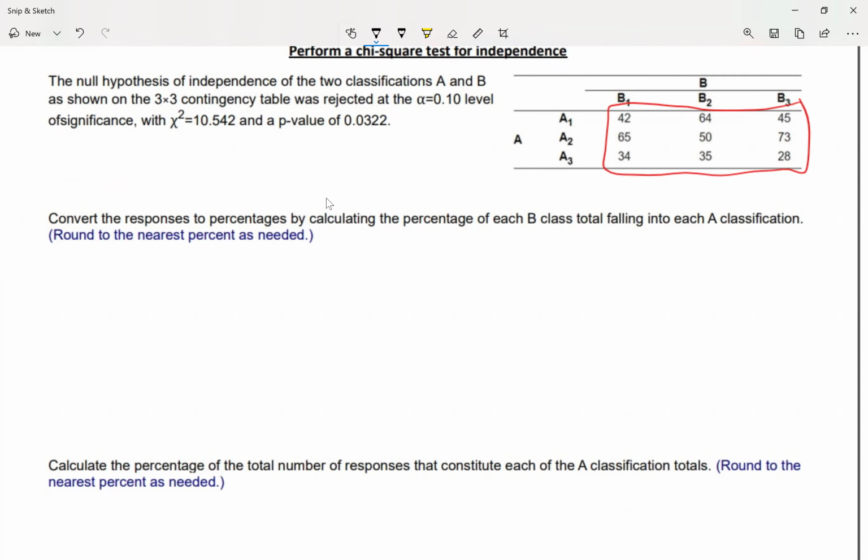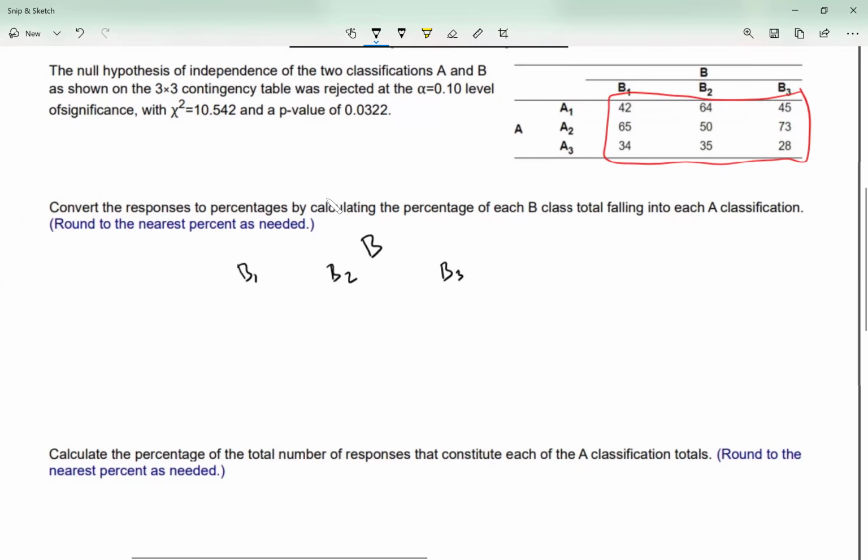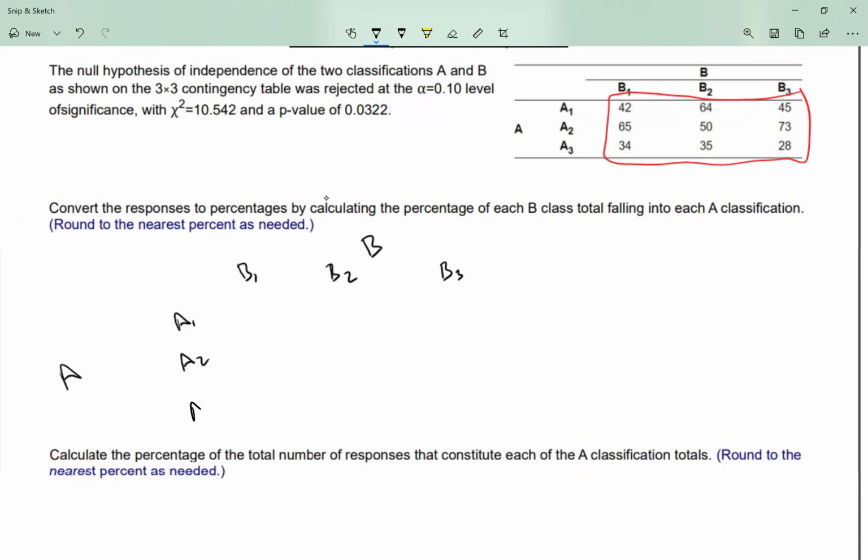So I'm going to have a table of B, and I'm going to say there's my column B1, my column B2, and my column B3. But then I also have my variable A, and I'm going to have my row A1, my row A2, and my row A3. What I'm going to do for this first space, because it says convert the responses to percentage by calculating the percentages of the B class.